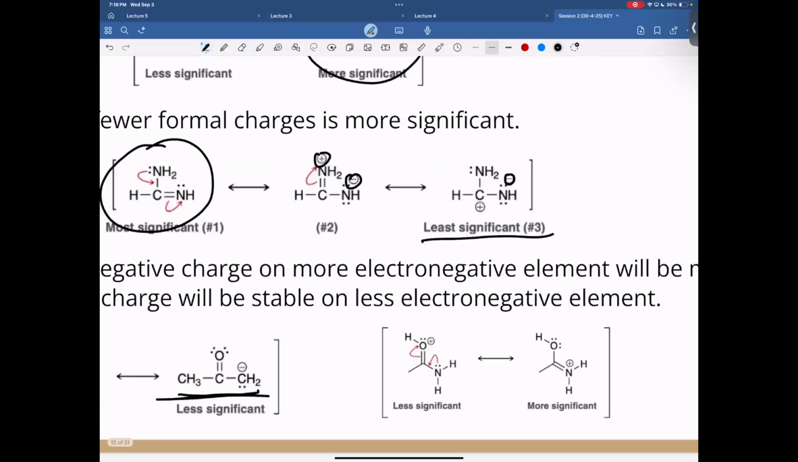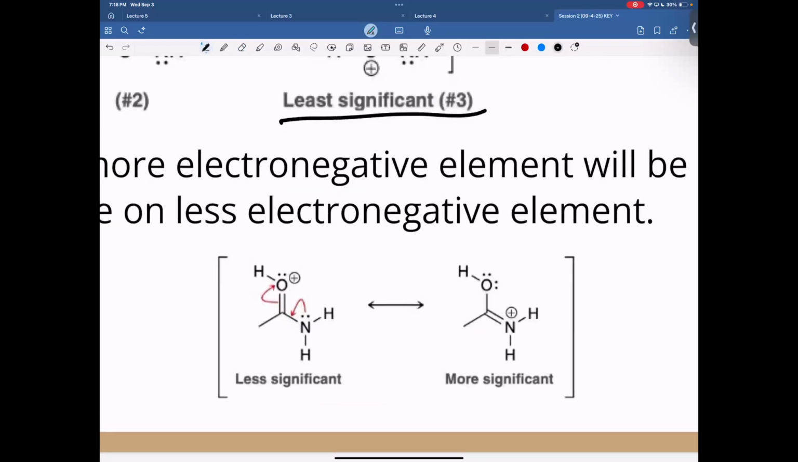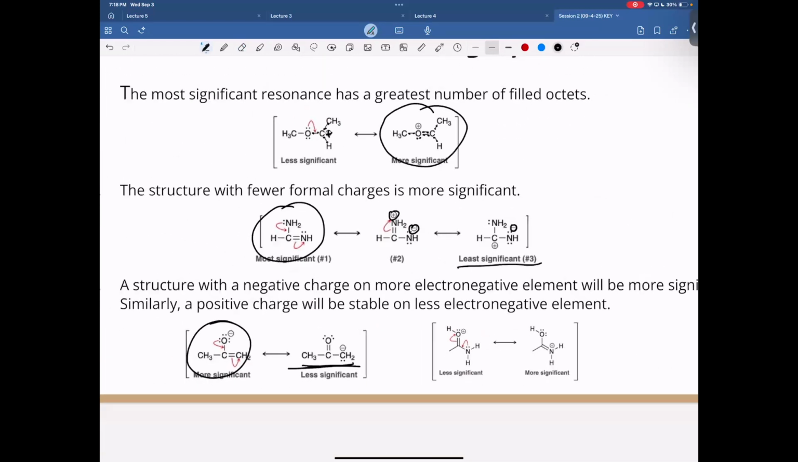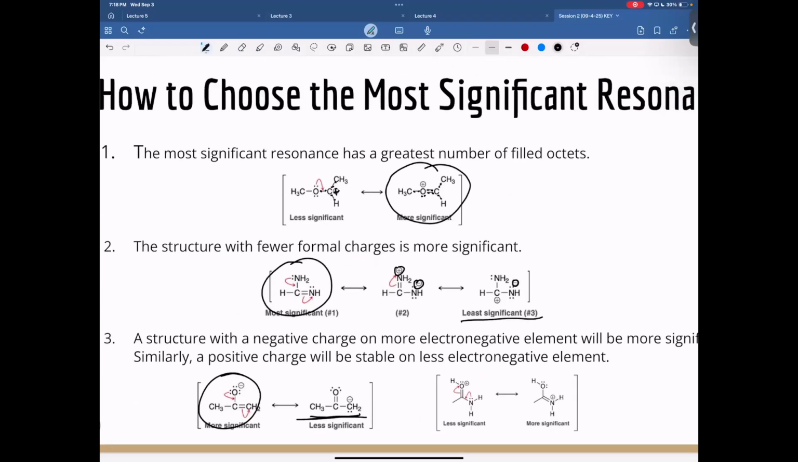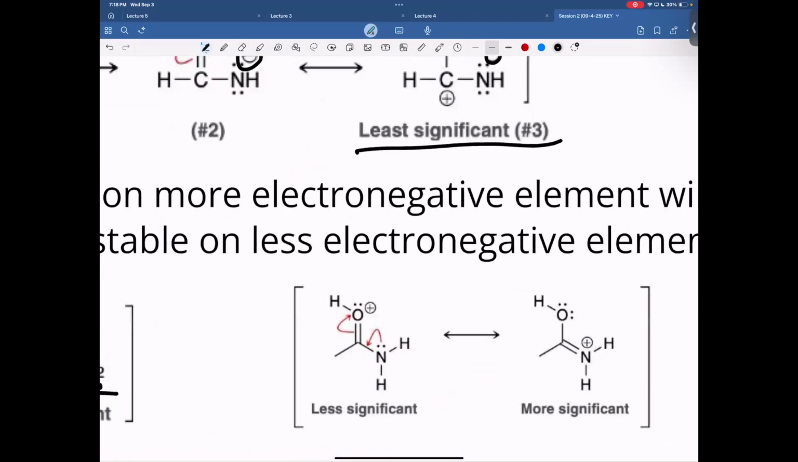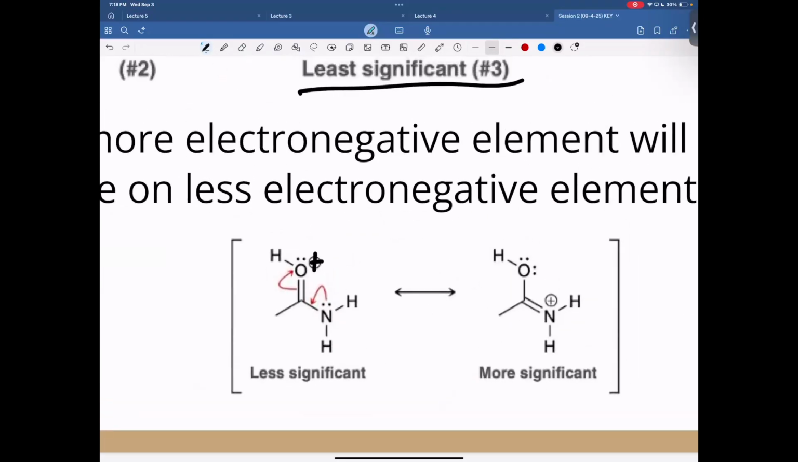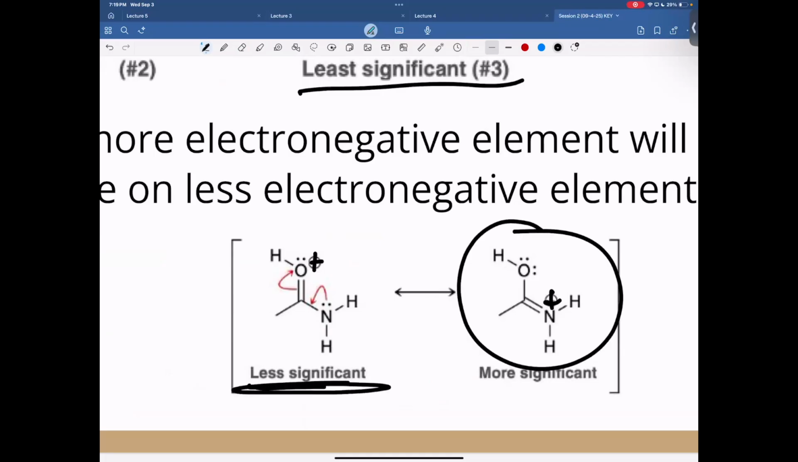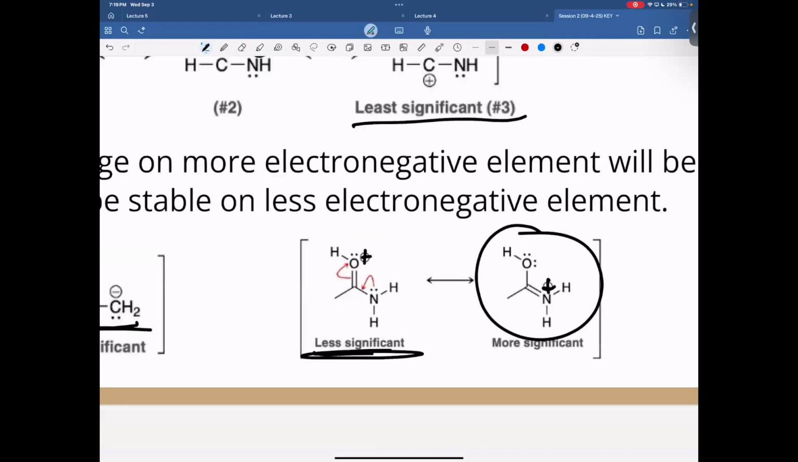If we look at this one, it actually has a positive charge. And like we said, if there's a positive charge, it'll be more stable on the less electronegative element. So in these two examples, there's a positive charge on the oxygen and a positive charge on the nitrogen. And if we look at the periodic table, nitrogen is less electronegative than oxygen. So that makes this a more significant resonance structure than this. Understood? All right.